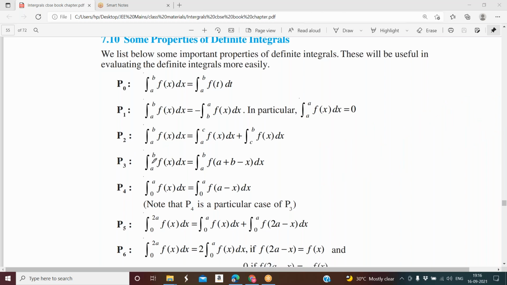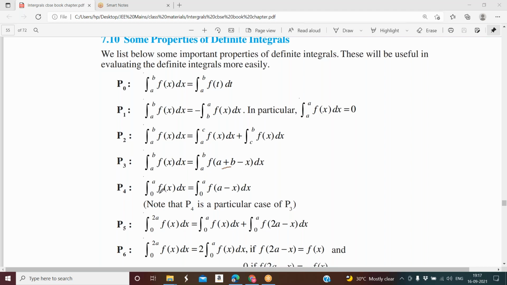The next property is integral a to b f of x dx is integral a to b f of a plus b minus x dx. Here x is transformed into a plus b minus x. So integral a to b f of x dx is integral a to b f of a plus b, the sum of the upper and lower limits, minus x dx. That is the next property.